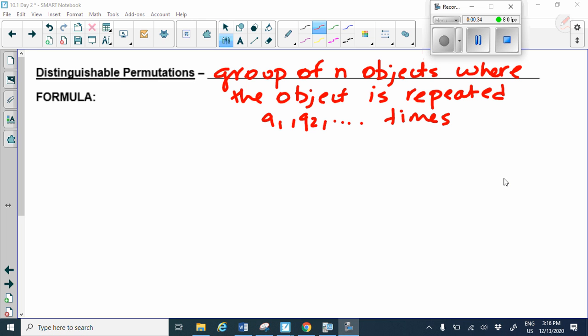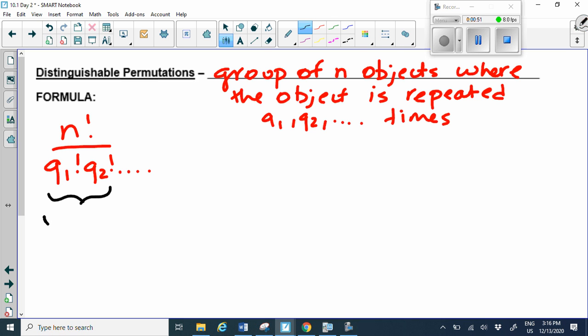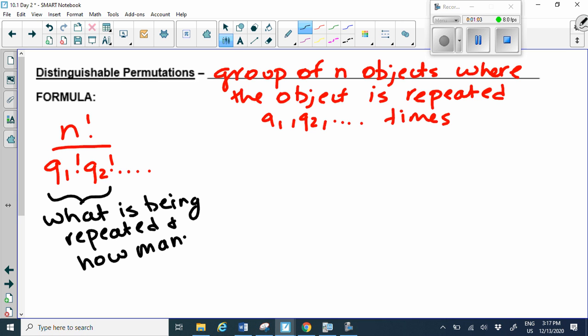So the formula here of what we're going to have is n factorial over q sub 1, q sub 2, dot, dot, dot. Okay? And make sure those q sub 1s and 2s are factorial. So q sub 1 factorial, q sub 2 factorial, dot, dot, dot. So basically this is just representing what is being repeated and how many times. Well, n is going to just be your total, as n is always your total. Okay, let's go ahead and do a couple of problems here where we use this formula.